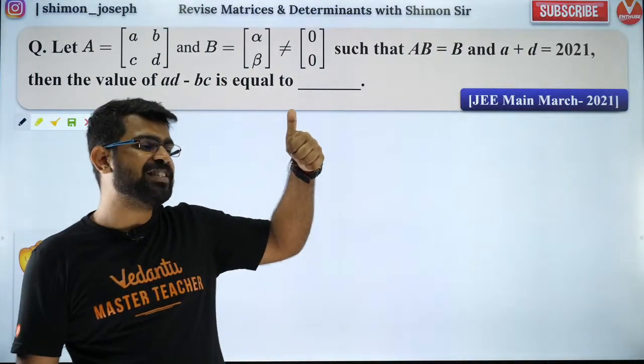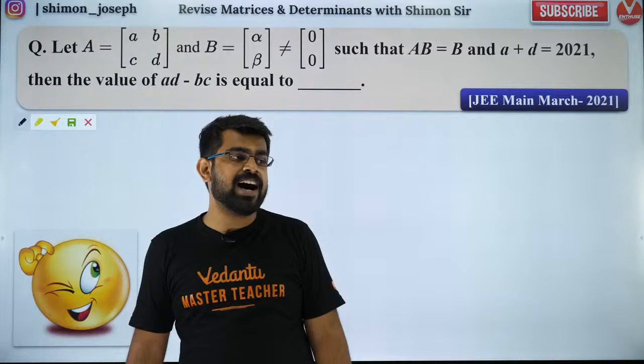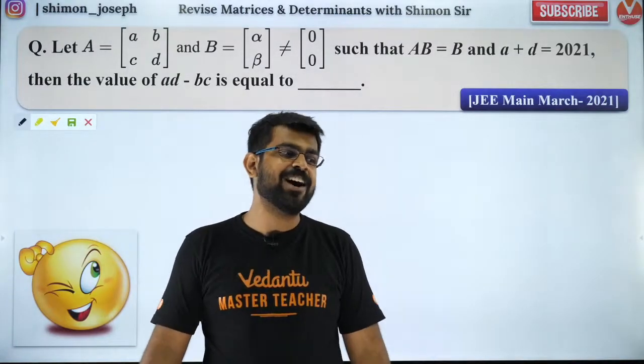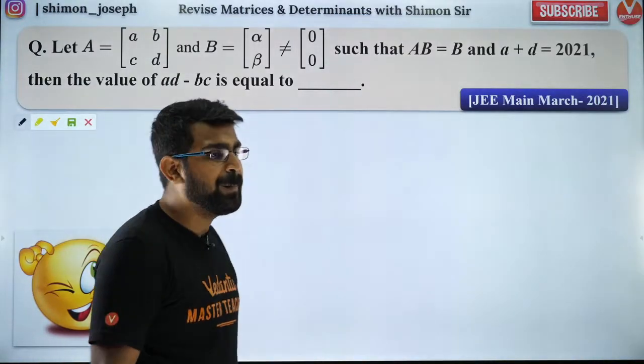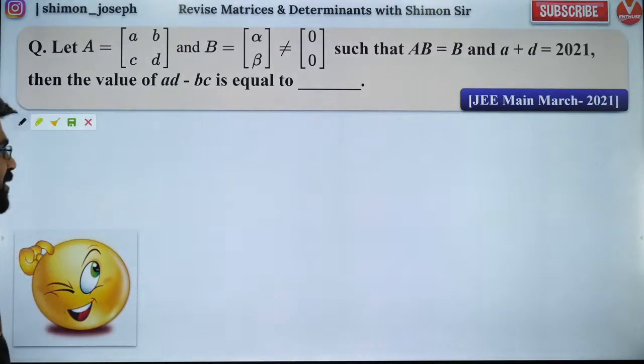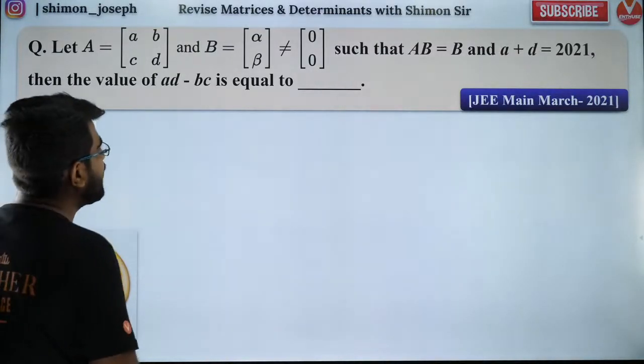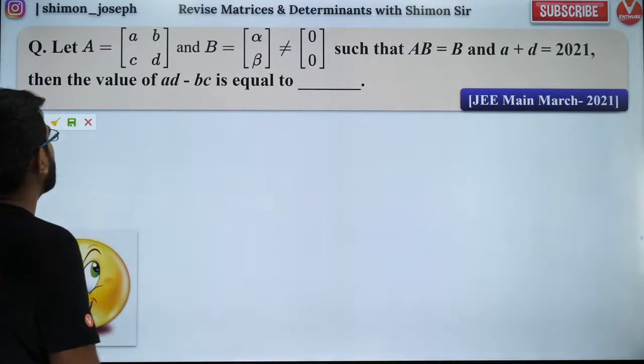Very good, Gwen Stacy. And Asta is also right. Very good, Asta. Fantastic job. Because guys, 2020 is the answer. Okay, that was a fun question. So let me show you how to solve this.